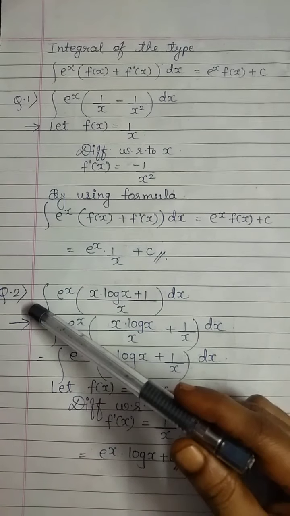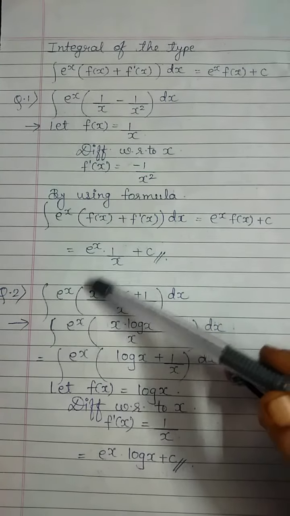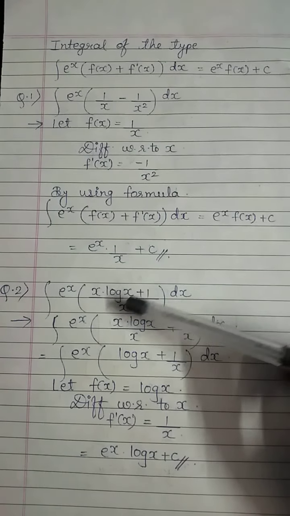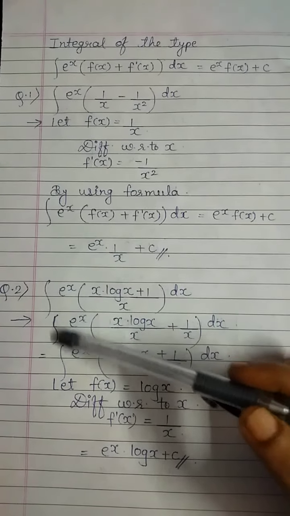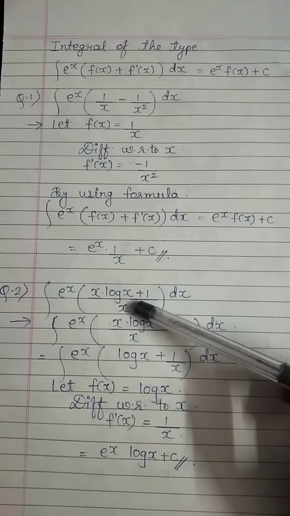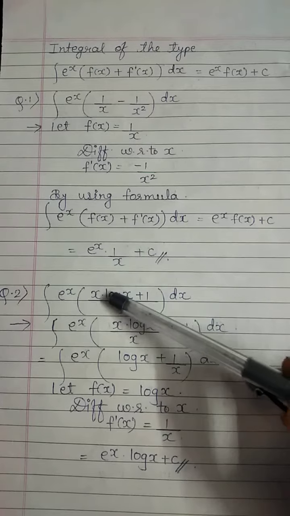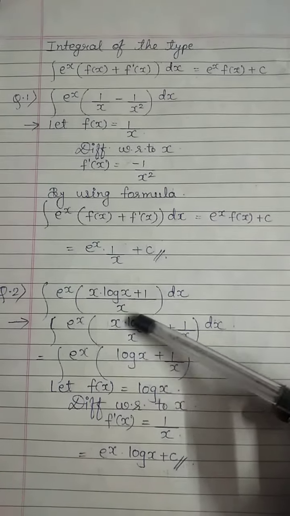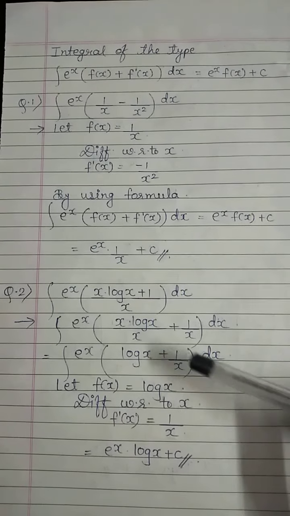Now question number 2, integration of e raised to x in bracket x into log x plus 1 upon x dx. Now here, x is the common denominator for both the terms, so we can write this x separately for both. So we will get this term, and from the first term x gets cancelled, so we get only log x plus 1 upon x.